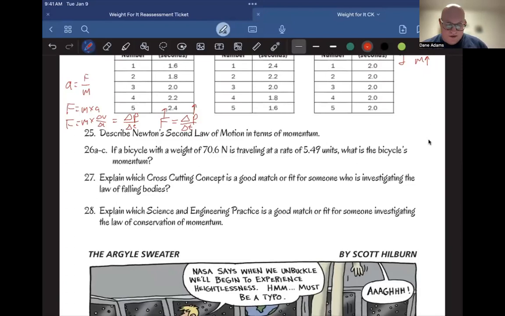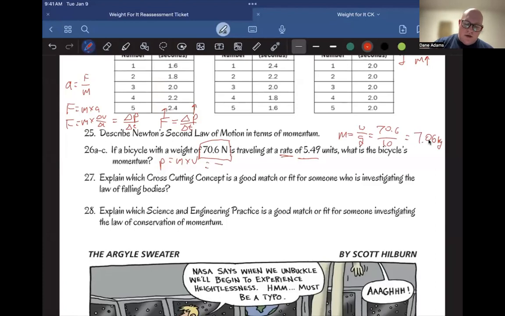26, if a bicycle with a weight of 70.6 newtons is traveling at a rate of 5.49 units, what is the bicycle's momentum? Momentum is mass times velocity. I know the velocity right here because it tells me rate, but this is not a mass. That is a weight. I can't just plug that number in, but hope is not lost. I can use this number 70.6 to get mass. Mass I know is equivalent to weight divided by little g. So 70.6 divided by 10, that's 7.06 kilograms.